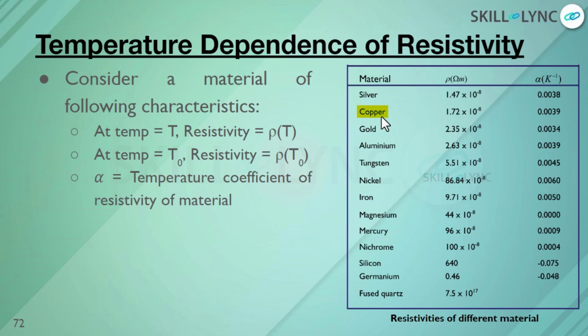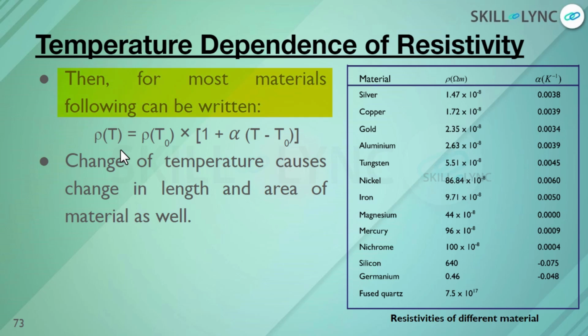The resistivity of copper is 1.72 × 10 power minus 8. The resistivity of gold is 2.35 × 10 power minus 8. The resistivity of aluminium is 2.63 × 10 power minus 8. The resistivity of tungsten is 5.51 × 10 power minus 8, and so on. The unit of resistivity is ohm meter, and here alpha is the temperature coefficient of resistivity of the material.